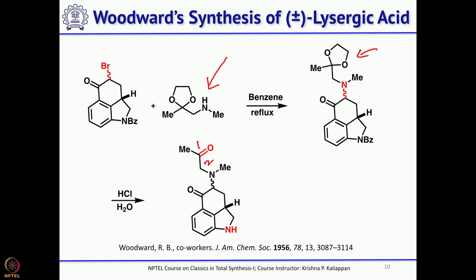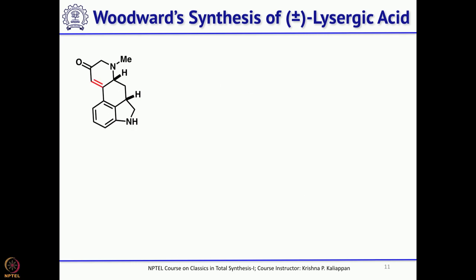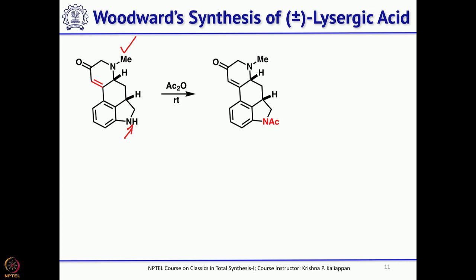It was easily removed under acidic conditions to get the 1,5-diketone: 1, 2, 3, 4, 5. The 1,5-diketone upon treatment with sodium ethoxide in methanol underwent an intramolecular aldol reaction to give this 6-membered enone. Okay. And the free NH was again acetylated using acetic anhydride and pyridine.